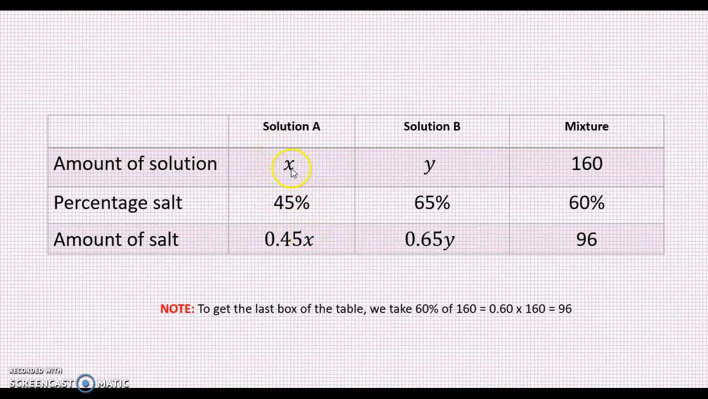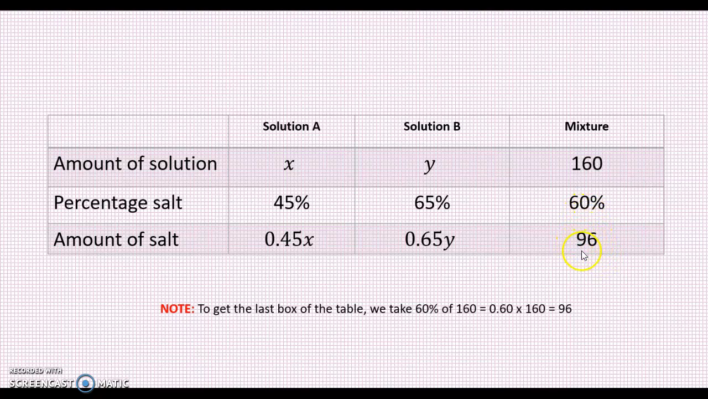We said we would let X equal the amount of the solution. We know from our problem that the percentage of salt for solution A was 45%. And for solution B, we let Y equal the amount of the solution, and the percentage of salt in solution B was 65%. For our mixture, we had a total amount of solution of 160 ounces. The percentage of salt in the mixture is 60%.